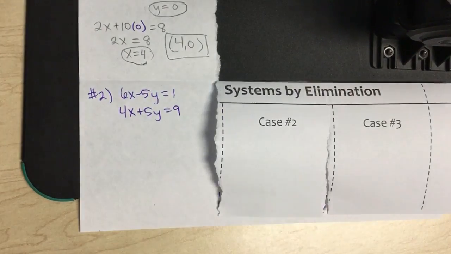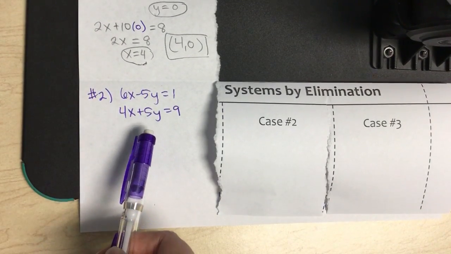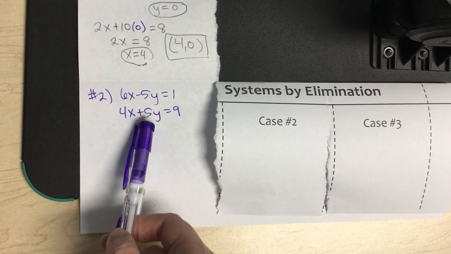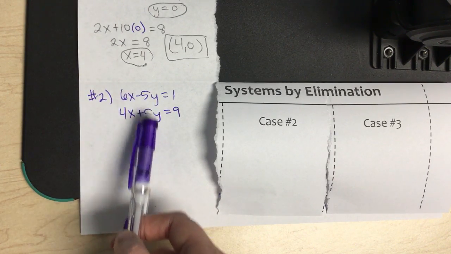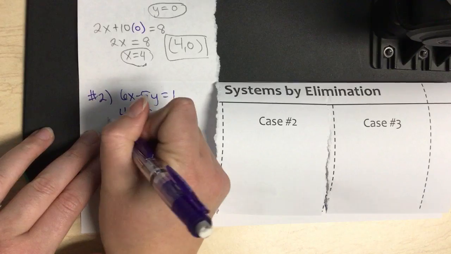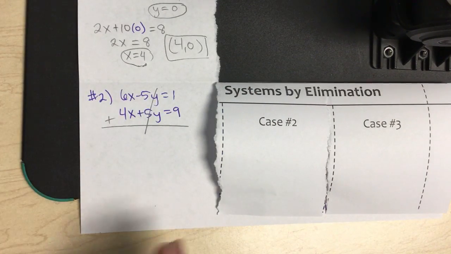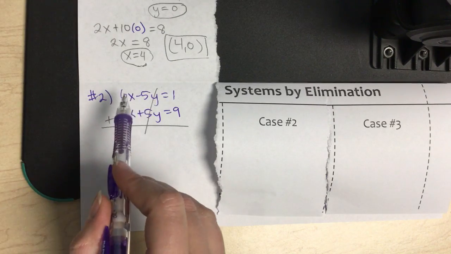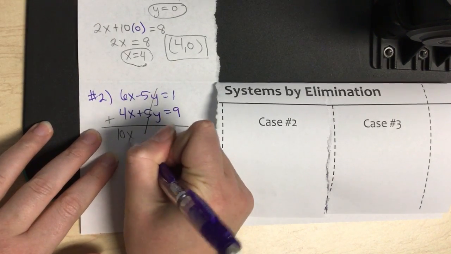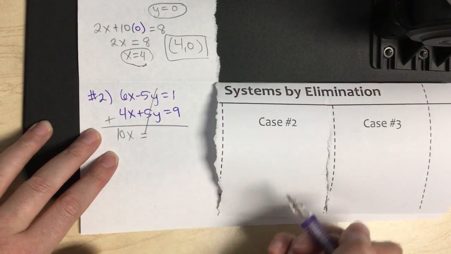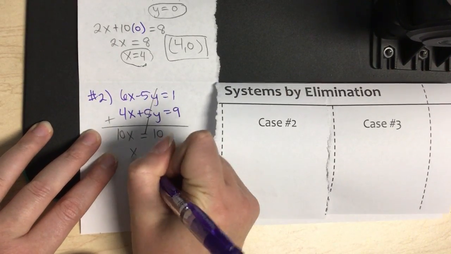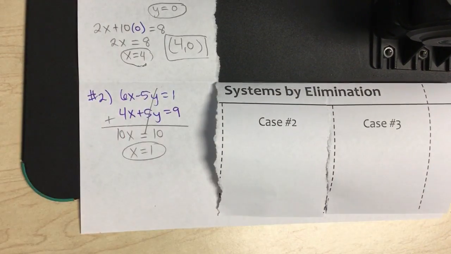Okay, so like I was saying, we're looking for the exact same number, but with different signs. So I'm looking at these two right here, positive 5 and negative 5. Those add to make 0, which is exactly what I want. So that's why we call it elimination. We are eliminating the y. So 6 plus 4 gives me 10x. And then when I add these together, 1 plus 9 gives me 10. So I can see that x equals 1.